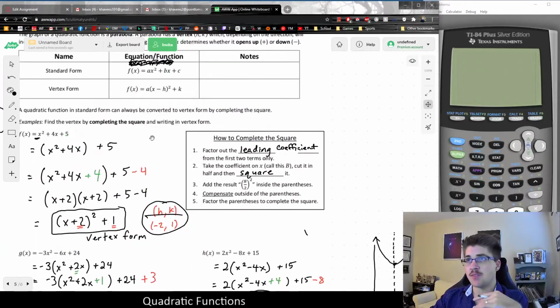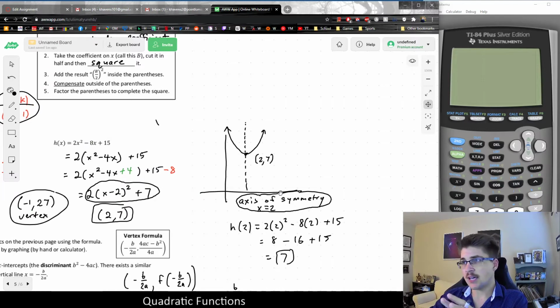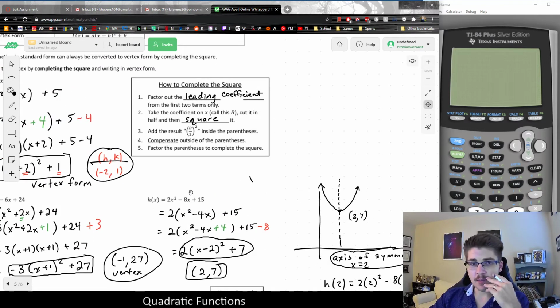At this point, we've talked about the different forms of quadratic functions, the graphs of what they look like, axis of symmetry, stuff like the vertex, and the y-intercept. But one thing that I haven't talked about yet is what about the x-intercept or x-intercepts, and how do we find those?